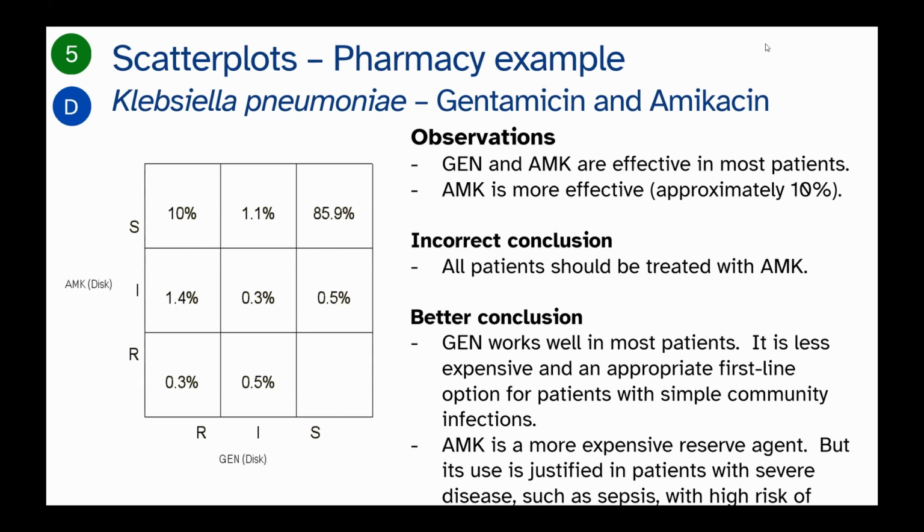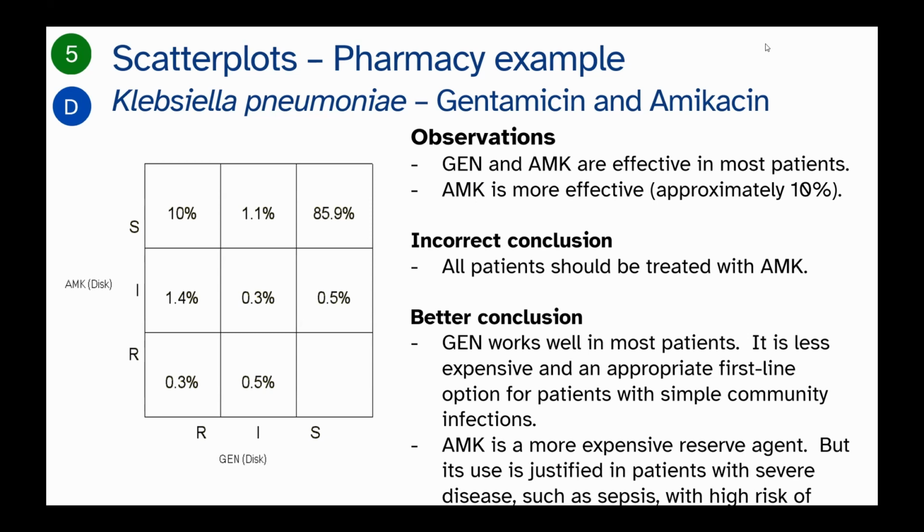I could take these observations and come to an incorrect conclusion. The incorrect conclusion is that amikacin is better, therefore I should give amikacin to all of my patients when I would like to use an aminoglycoside. But that is not the best conclusion because amikacin is a more expensive drug and it's a reserve agent that we want to save for the patients with the worst disease.